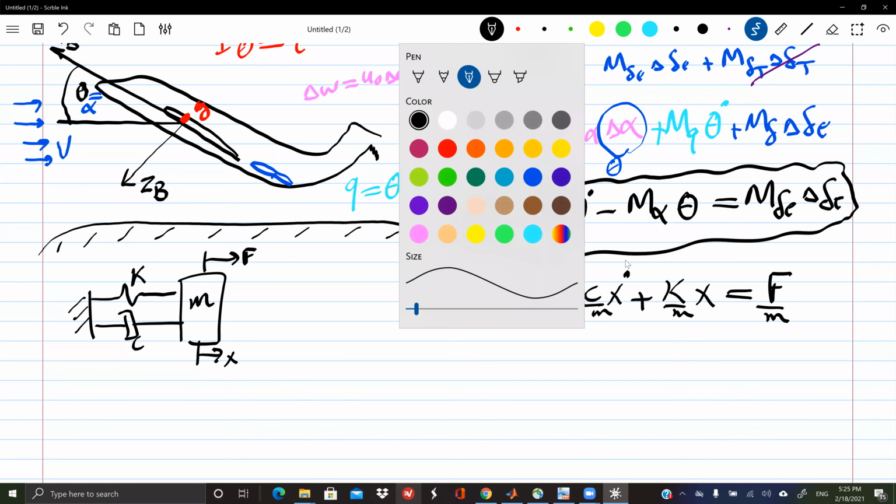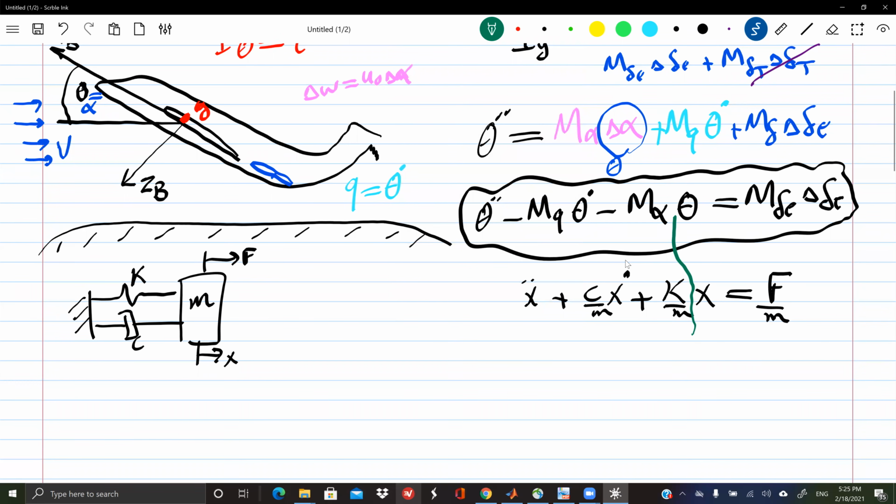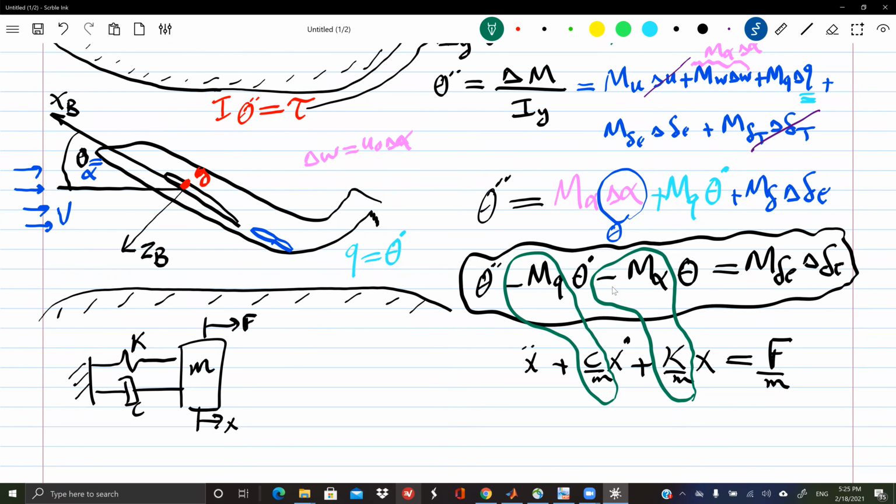This is great. Why? Because now I really can draw the analogy. My spring for the airplane motion is this term M alpha. My damper is this term MQ. This is super important. Now I can know what my springs and damper are.